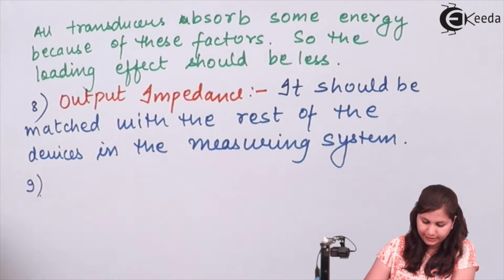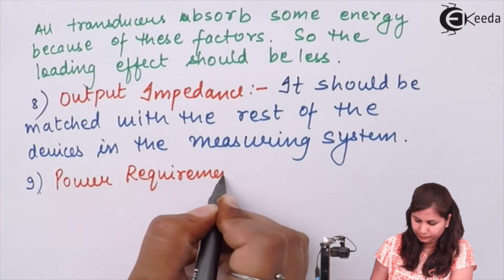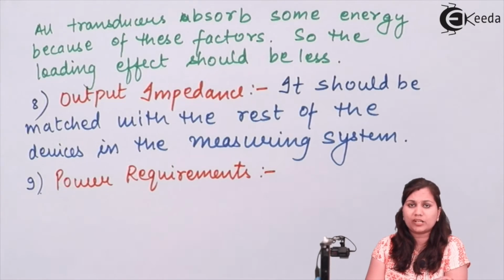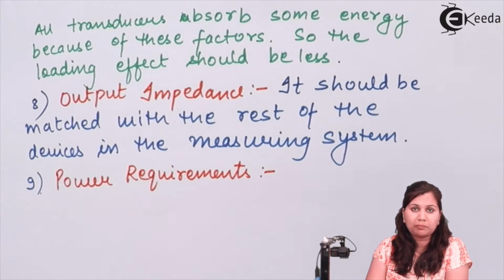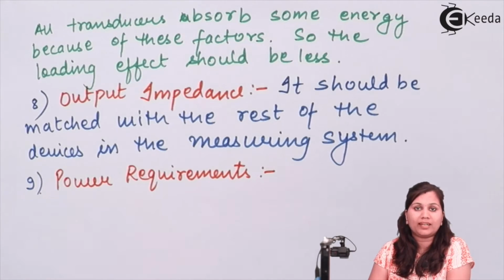The next characteristic is the power requirements. Whenever any instrument is used in a system, it is required that the instrument use very little power. Very little power consumption should be done by the instrument. The same requirement applies to the transducer also: it should be capable of consuming very little power.